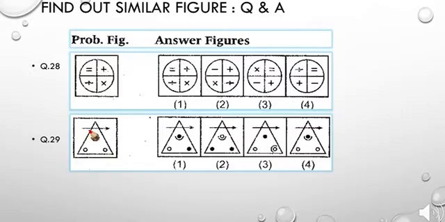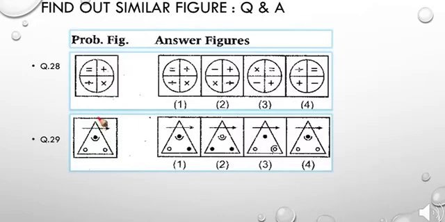On the top of the triangle there is an arrow which is passing through the triangle, inside which there is a black dot and there is an arc, and in other two corners there are two blank circles.